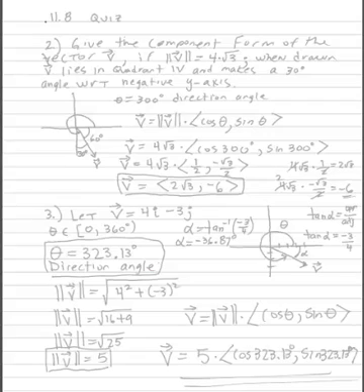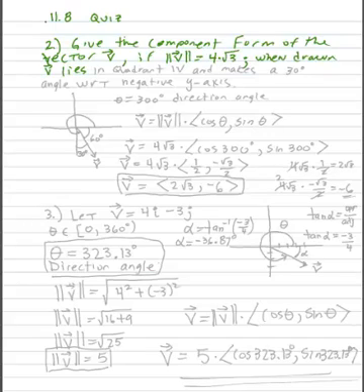This is video number 2 for the checkpoint quiz in 11.8. This would be problem number 2. Give the component form of the vector v if the magnitude of v is equal to 4 times the square root of 3.